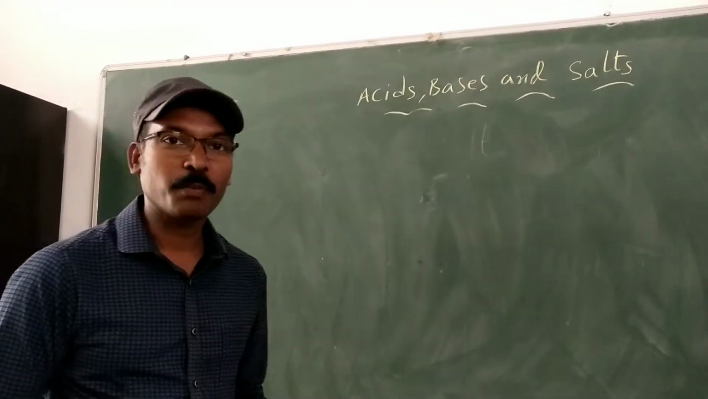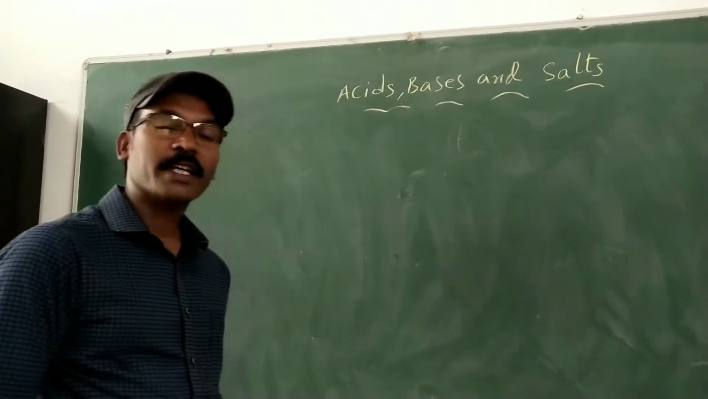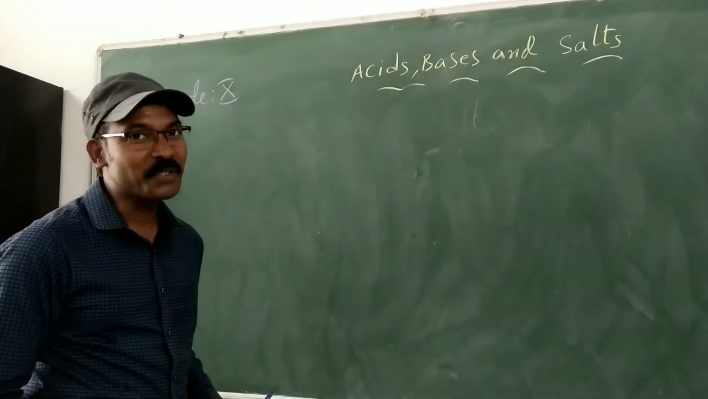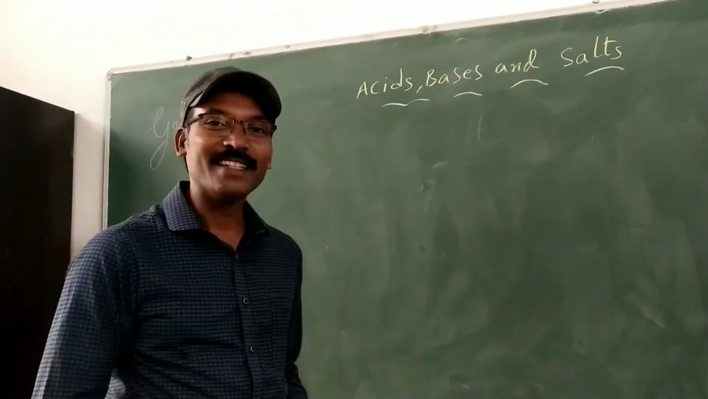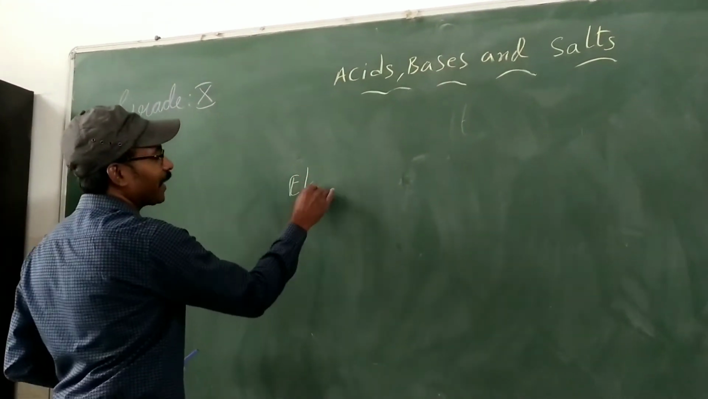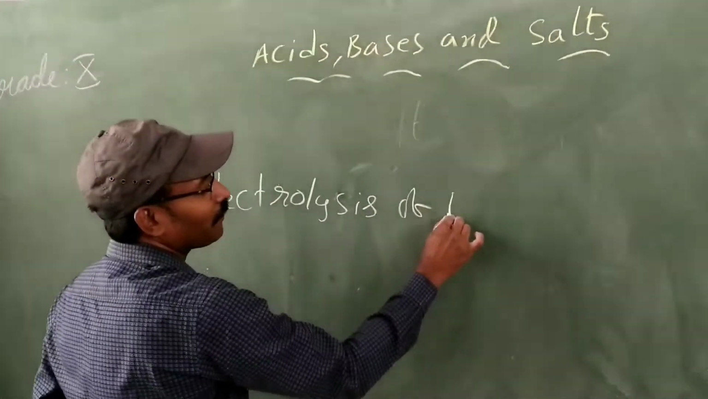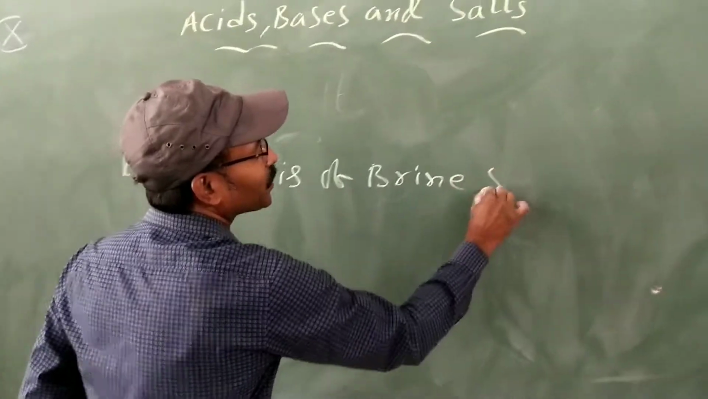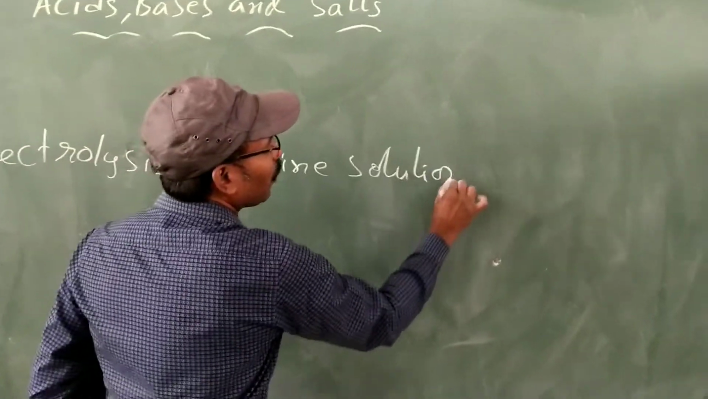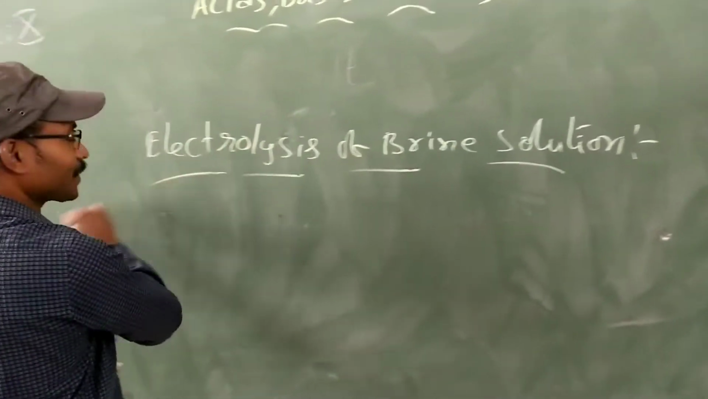In the previous topic you learnt about the chloralkali process. I think it is a new word for you, chloralkali process. It is nothing but electrolysis of brine solution. Why do we call this one a chloralkali process also?